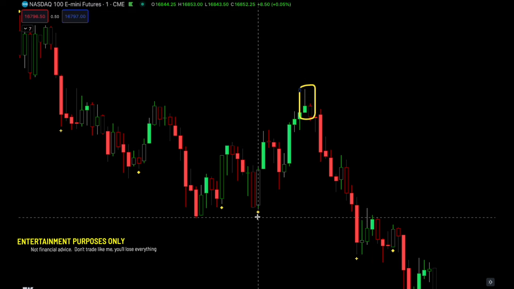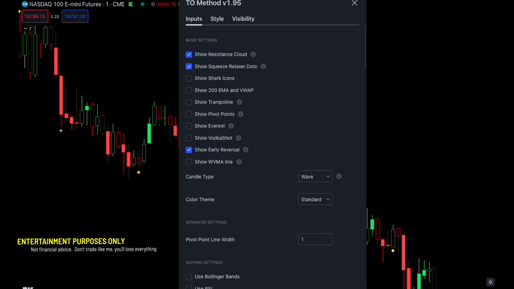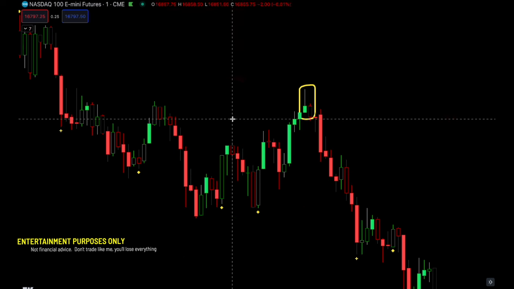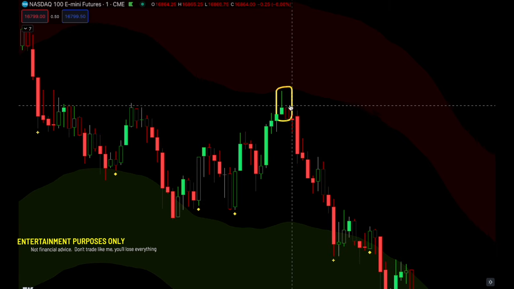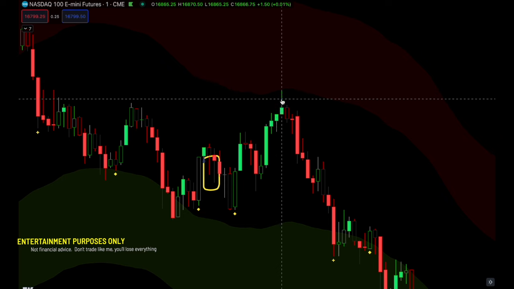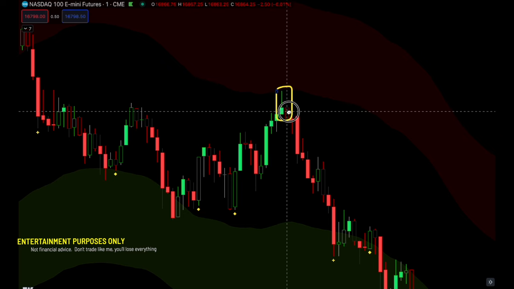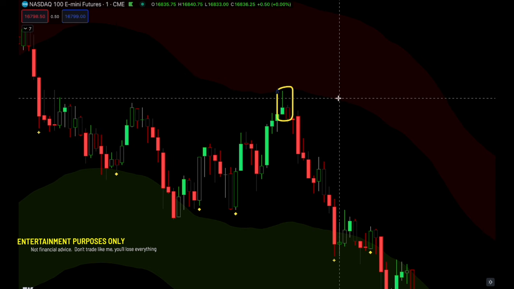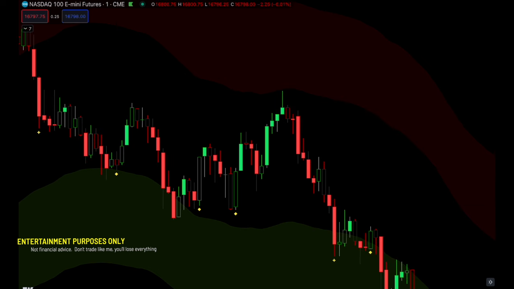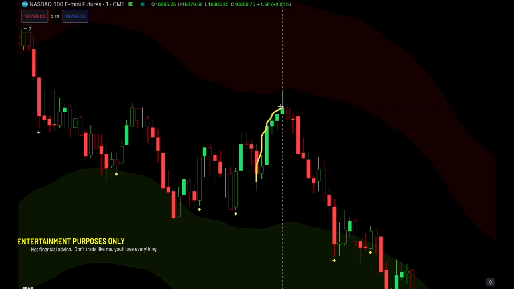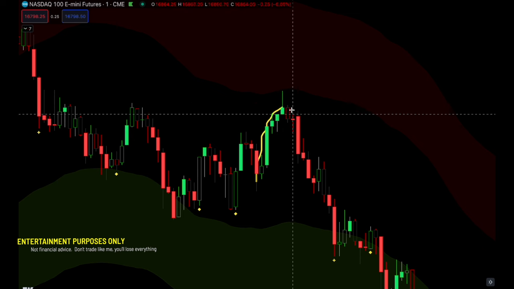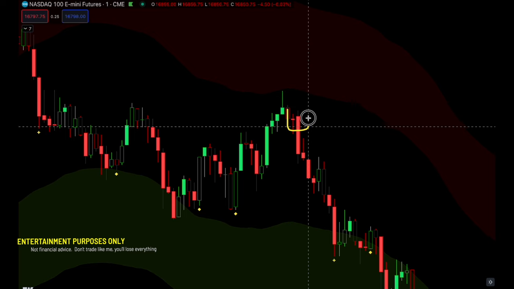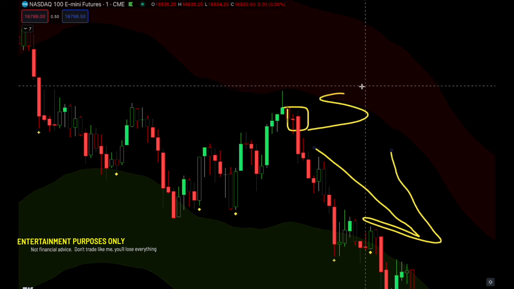Now, if we turned on the cloud, what do we see? Let's turn on this damn cloud. What do we see? Not only is it a needle rejection, but it is a needle that's hitting our resistance cloud. Needle literally in the cloud. And this thing is on top of the crescent of another wave. So crescent wave here, needle in the cloud. When am I going to get in on this thing? On the first time I see a bright red candle start forming, which is right here. I'm shorting, and there we go.